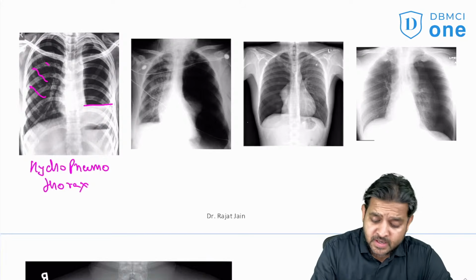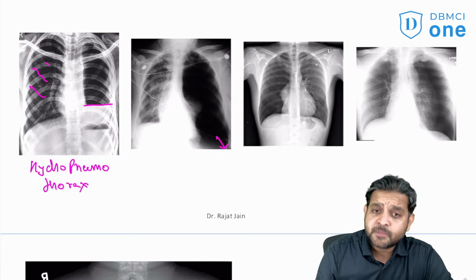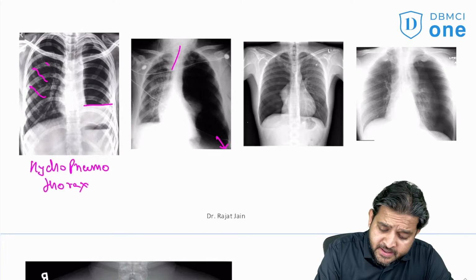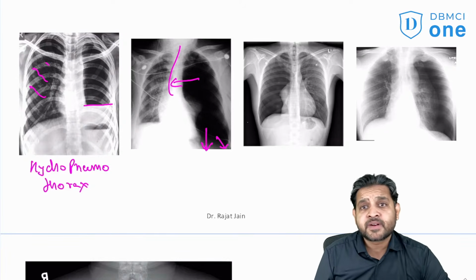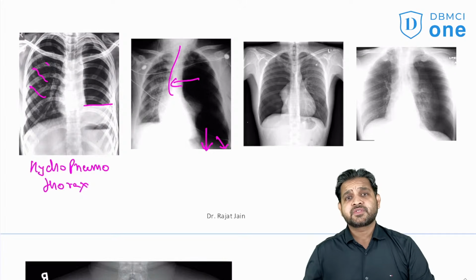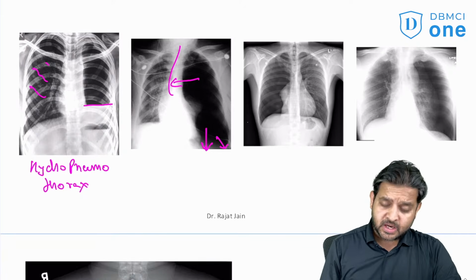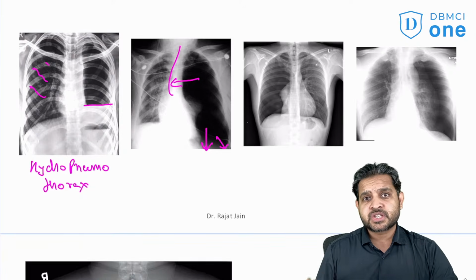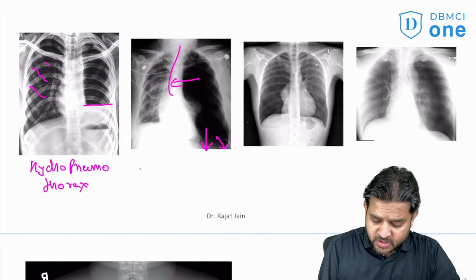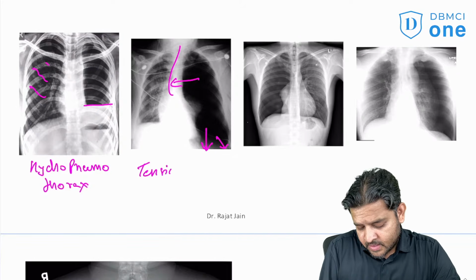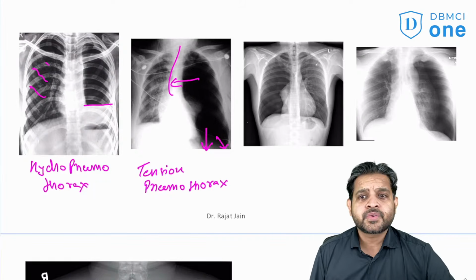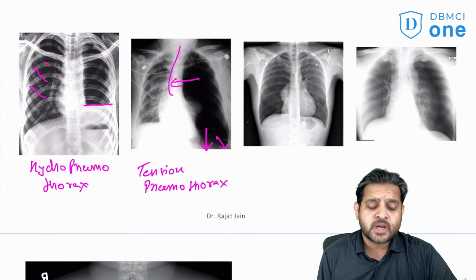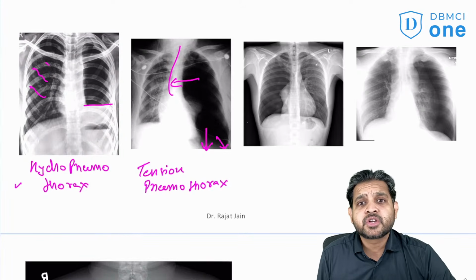Whereas this air is going right up to the CP angle, but it is deviating the trachea towards the other side. It is pushing the diaphragm below. Trachea is shifted towards the other side, diaphragm is shifted down. That means air is under pressure. And if air is under pressure, what is this called as? This is called as tension pneumothorax. So hydropneumothorax, tension pneumothorax, right?